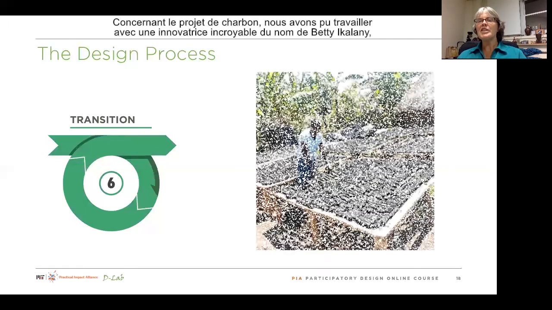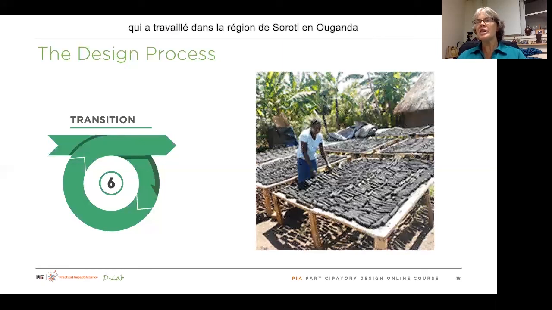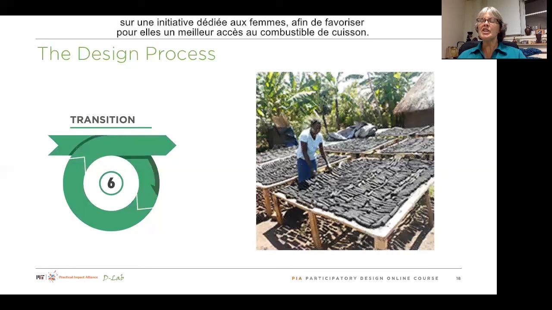For the charcoal project, we were able to work with a wonderful innovator named Betty Ikalan, who worked in the Soroti region of Uganda on a women's initiative to help improve their access to cooking fuel. And she adopted the project, starting with the charcoal press that we had developed at D-Lab, but then later was able to increase her scale of production, and we continued to work with her to develop new mechanisms and machines to increase the production in order to satisfy the market.